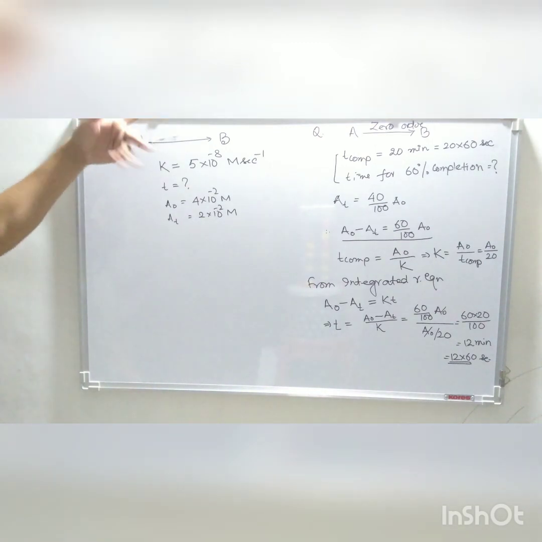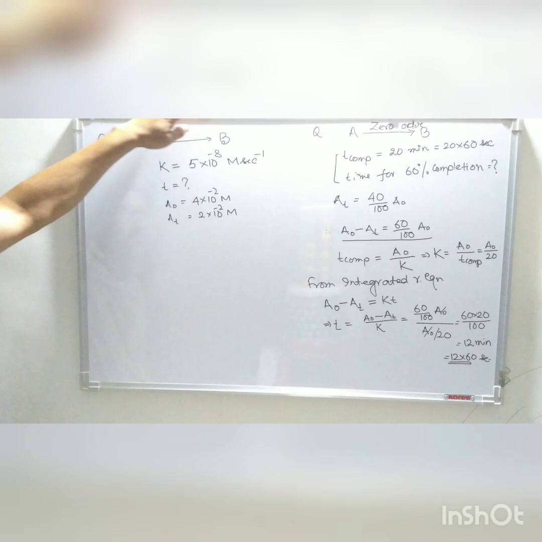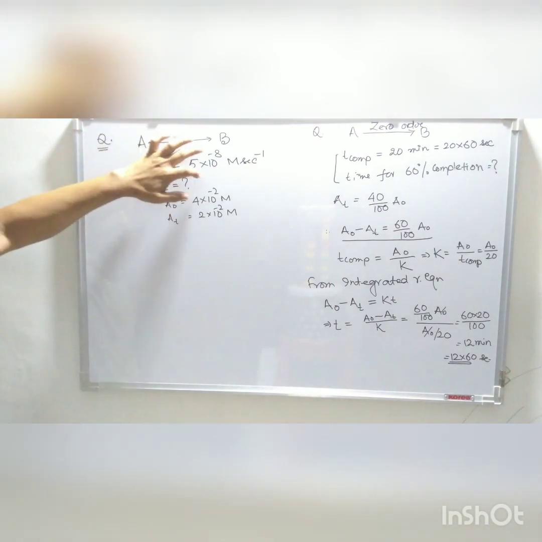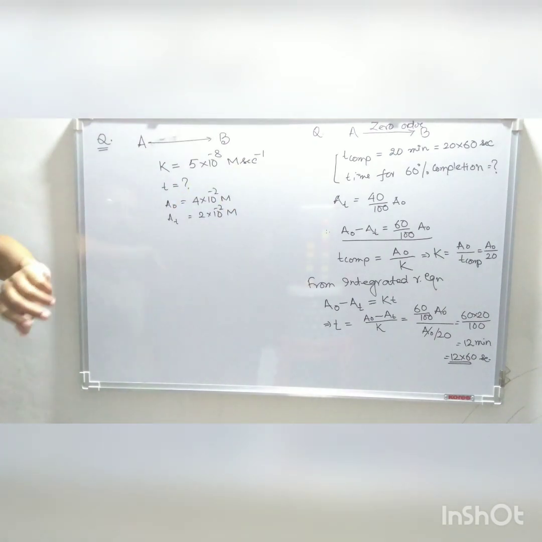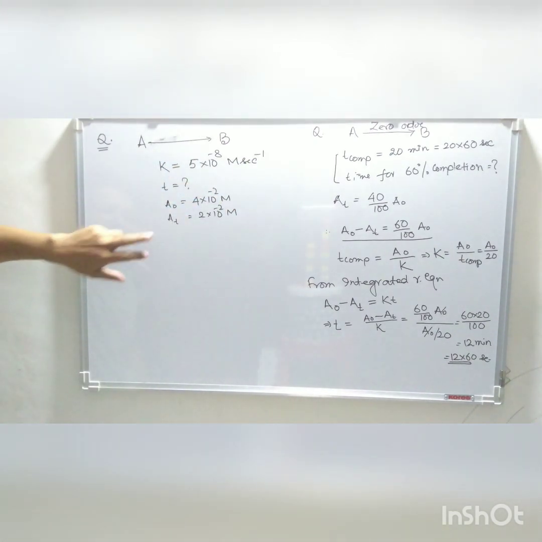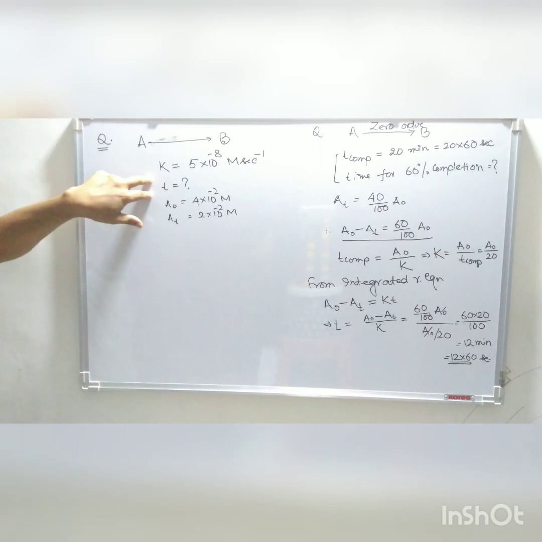Now, the question doesn't say what the order of the reaction is. It simply says we have a reaction A changing into product B. The rate constant K is given as 5 into 10 power minus 8 molar per second. The initial concentration is given as 4 into 10 power minus 2. The concentration after a certain time t is given as 2 into 10 power minus 2 molar. Then what is the time required for this change?